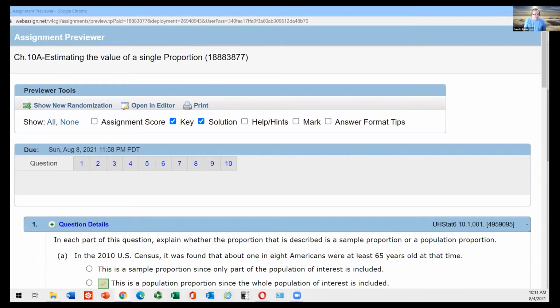Right. Okay, so this is the kind of question you're going to get from 10A, and at least this is the start of this kind of question.